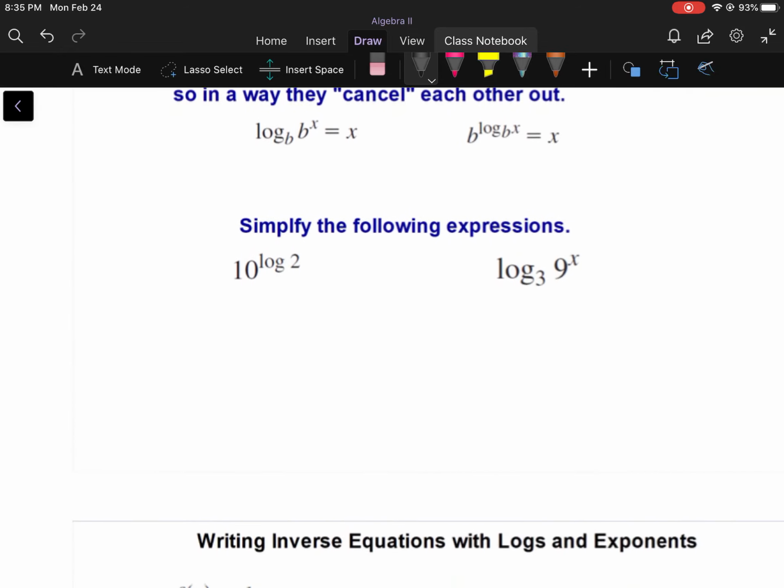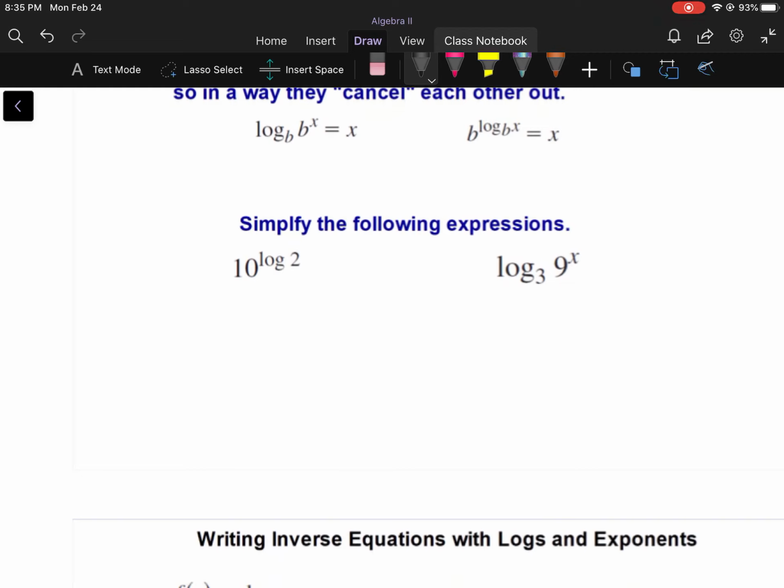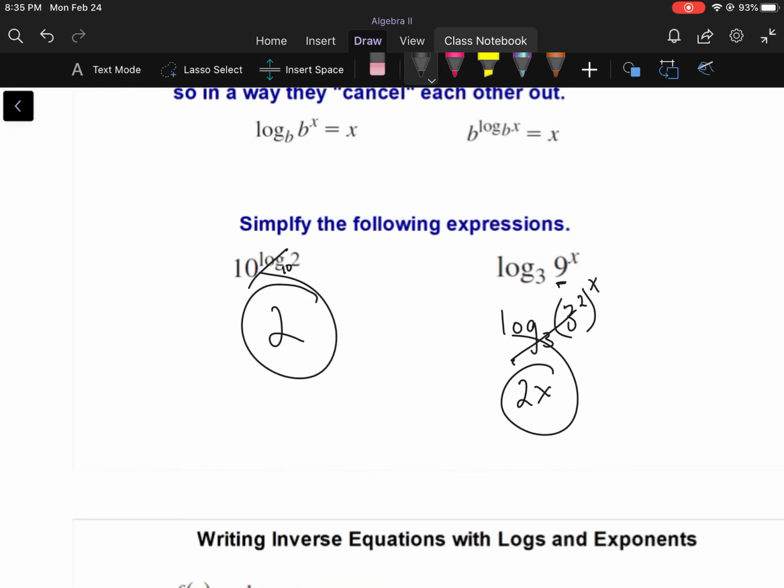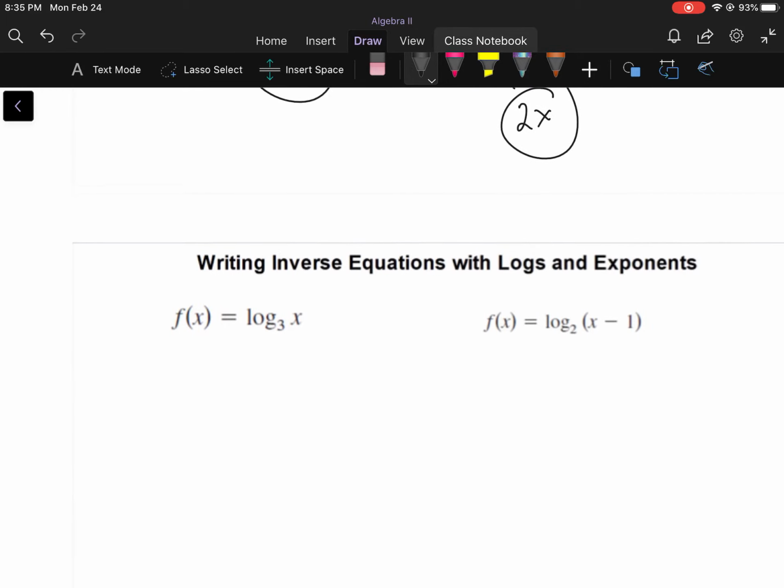Inverses. And this is really how it works. So this is exponential base 10. This is log base 10. They'll cancel each other. You're left with just the 2. Okay. Log base 3, but 9's not a 3, so I'm going to make that 3 to the second power raised to x. So those cancel out, and you got 2x. Cool? All right, good.